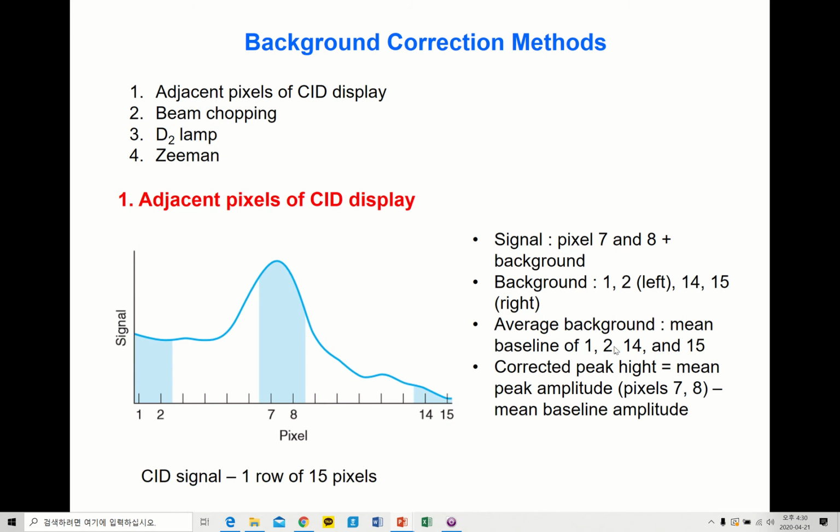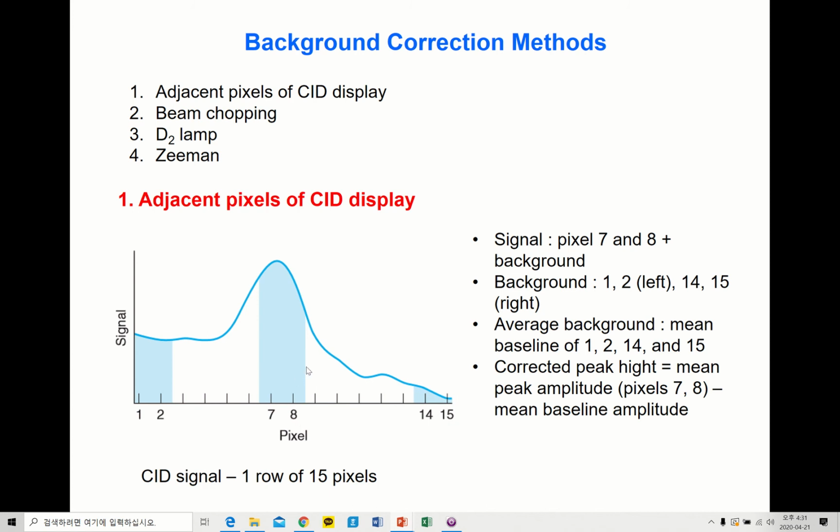This whole signal is the sum of a true signal plus the background. So one way is to take a mean baseline over here, pixels 1, 2, and 14, 15. We take the average background, and get the corrected peak height. This is not the real peak height, because the background signal was not subtracted. But for this peak the background is not constant. It is changing depending on the pixels.